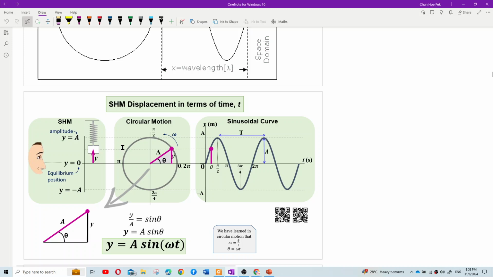Kalau di atas, tiga objek pun di atas. Kalau di maximum, semua di maximum. Kalau di equilibrium, semua di equilibrium. Betul tak? So I want you to see one thing here.